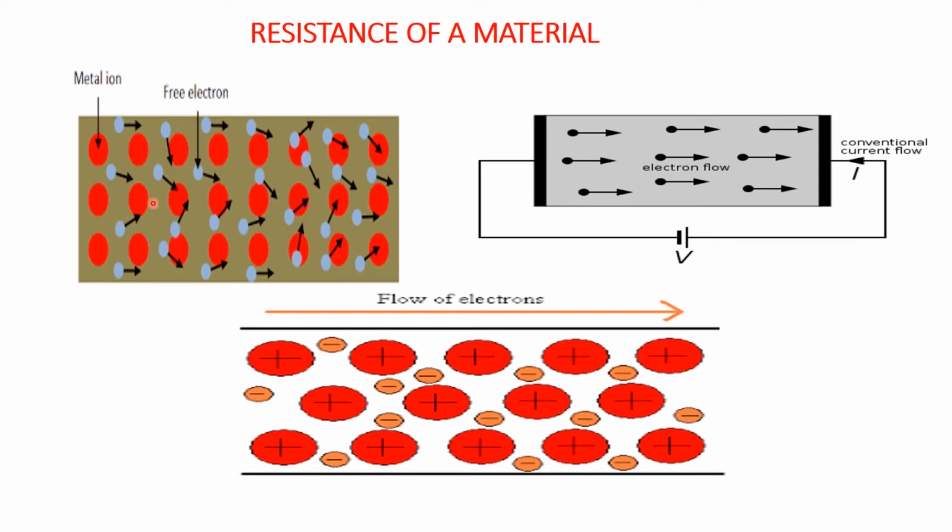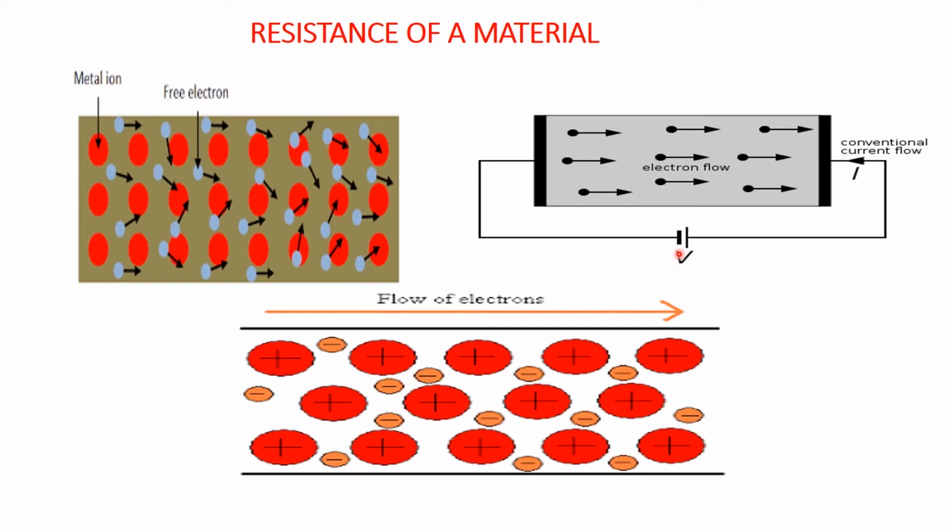In this diagram, we see a metallic wire. In that metallic wire, the metal ions are arranged in a regular pattern and there are free electrons. So what are free electrons? Free electrons are the electrons which are loosely bound to the atom. If we give them some energy, they will be kicked out from the atom and move from one atom to another. So to give that energy, let us connect this conductor to an external potential.